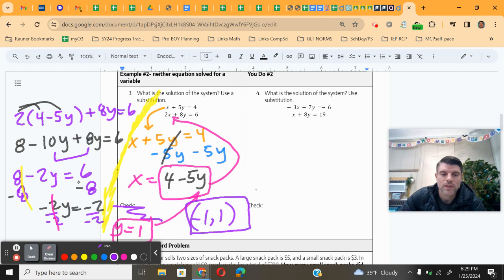All right. I want you to try number 4, and what I would do is start by trying to isolate x here. So go ahead and try that one. If you get stuck, it's okay. Also, if you get stuck on the word problem, it's okay. I'm going to explain that one. We're back in whole group.